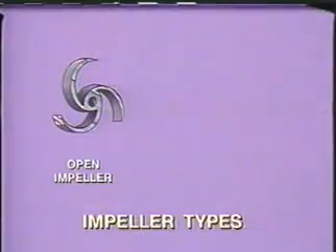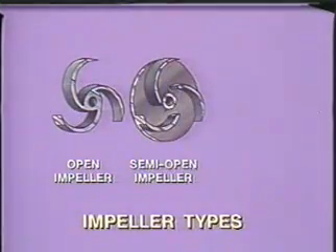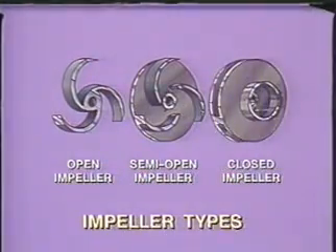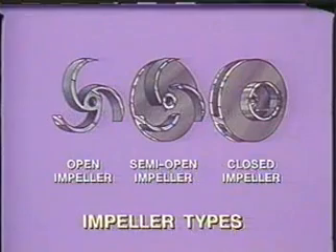An open impeller basically consists of nothing but vanes. A semi-open impeller has a back wall called a shroud and is closed on one side. A closed impeller has a shroud covering both sides of the vanes. It's open only at the suction eye and closed to the tips of the vanes.